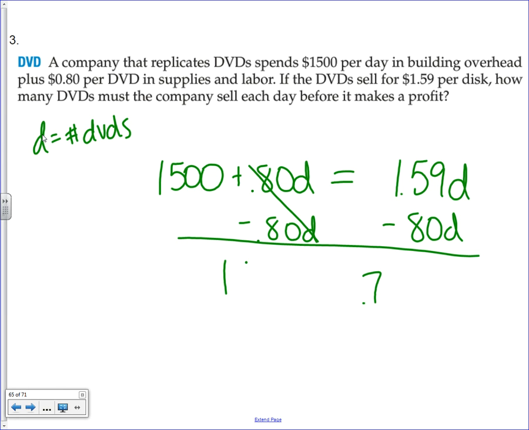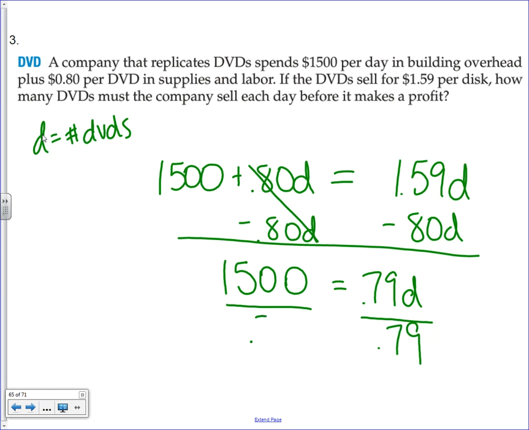Over here. And those are D's. And this is still 1,500. Okay, now what are you going to do? Divide that over. So what's D? Folks, what's D?